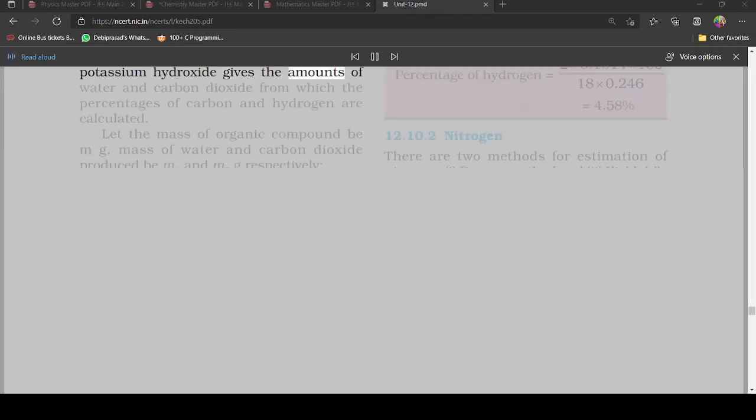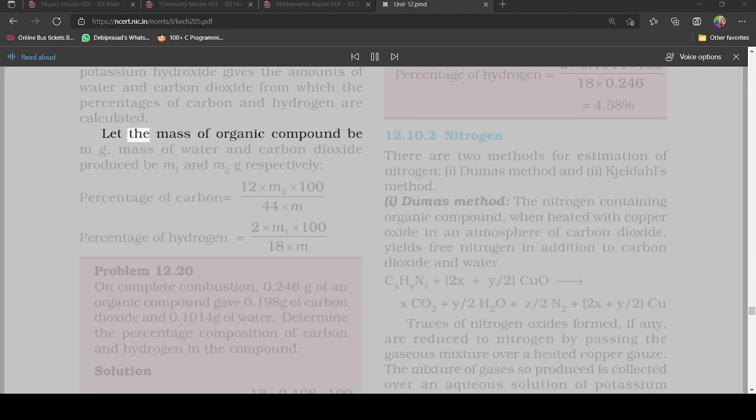Increase in masses of calcium chloride and potassium hydroxide gives the amounts of water and carbon dioxide from which the percentages of carbon and hydrogen are calculated. Let the mass of organic compound be m g, mass of water and carbon dioxide produced be m1 and m2 g respectively. Percentage of carbon = 12 × m2 × 100 / (44 × m).